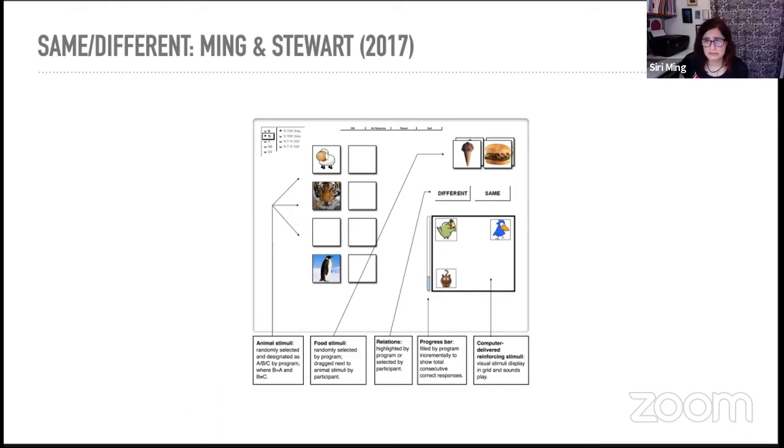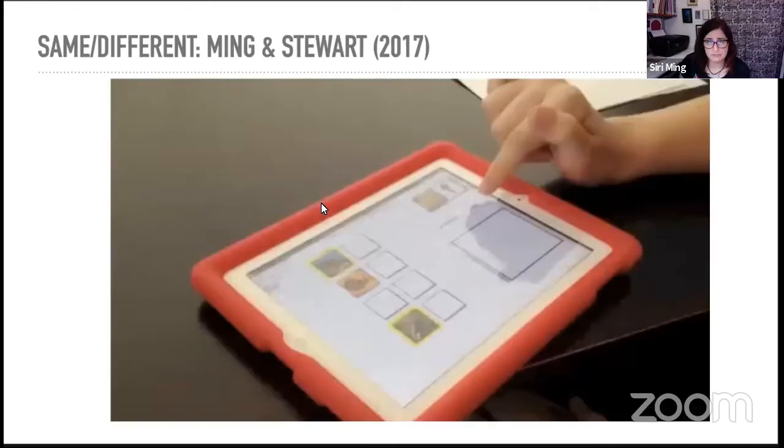So what that looked like, I'll just show you a little clip of it. You're going to see we've got two of the pictures highlighted, and right now this young man is being taught to select if they like the same or different food, and then he'll get to pick which foods they like.